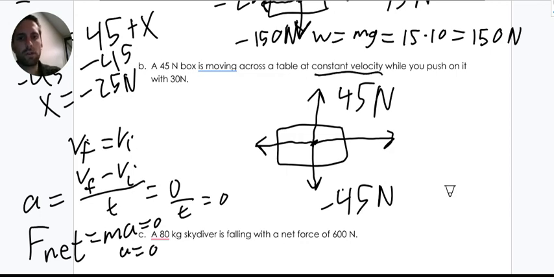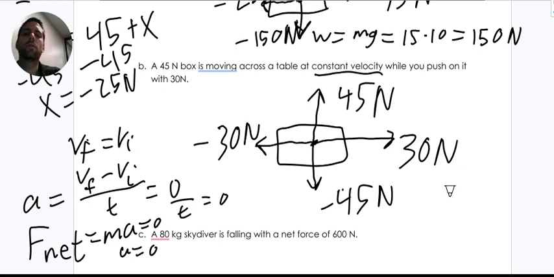So 30 newtons to the right, and then negative 30 will be to the left. Because this has to cancel out, my net has to be 0 in the horizontal direction. Constant velocity.